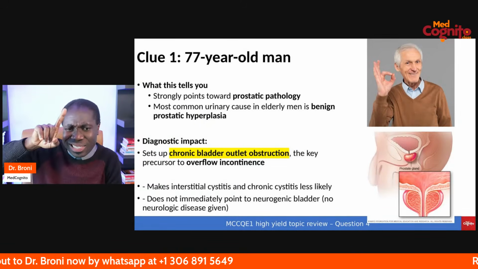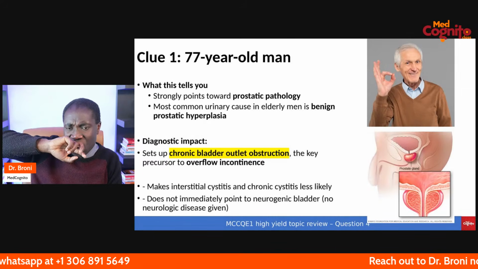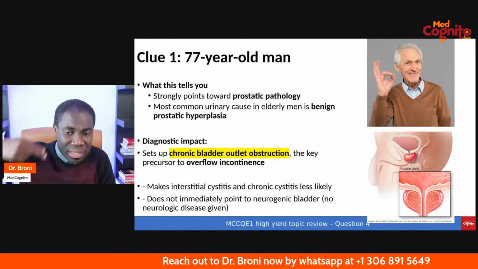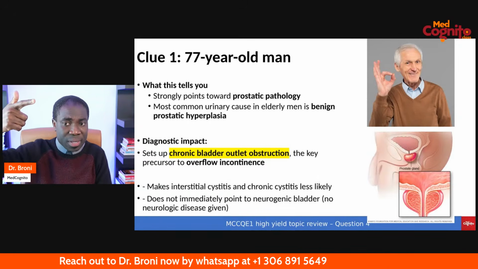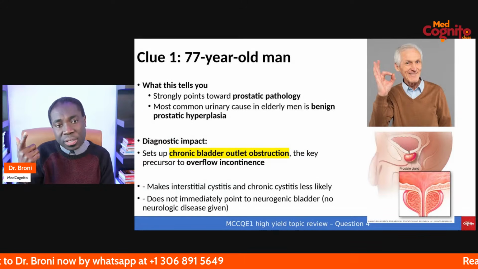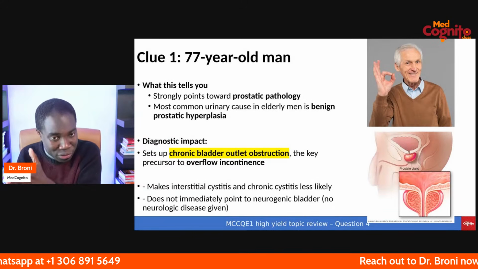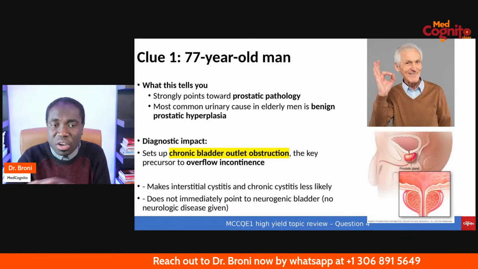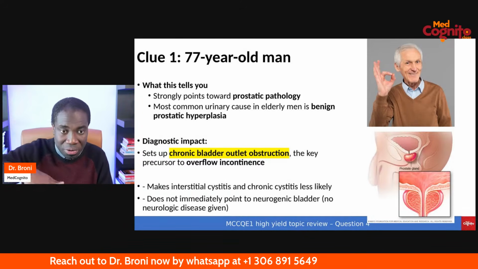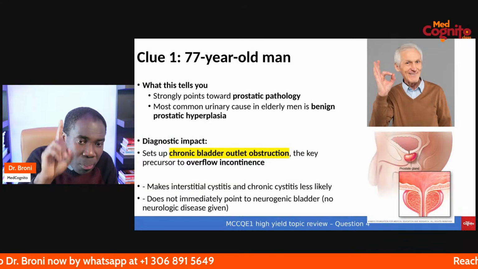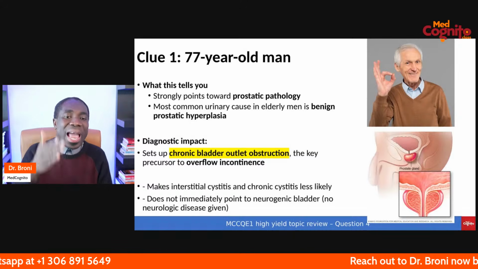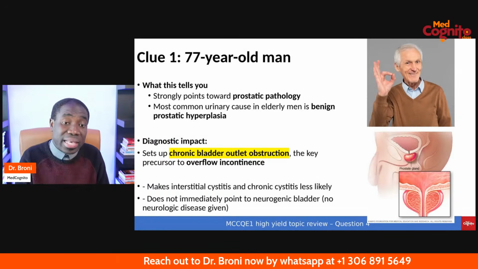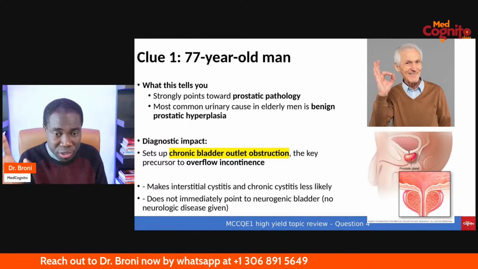Okay, good. So now, 77-year-old man. What does this tell you? This tells you that this is a prostate pathology. Think about it. Most likely a prostate pathology, because it's a man, and it's males who have prostate issues. So this is not pointing to a female. So the possibility of a prostate pathology in a female is 0, right? So 77-year-old man strongly points toward prostate pathology. And the most common urinary cause in elderly men is benign prostatic hyperplasia. I've already told you this.